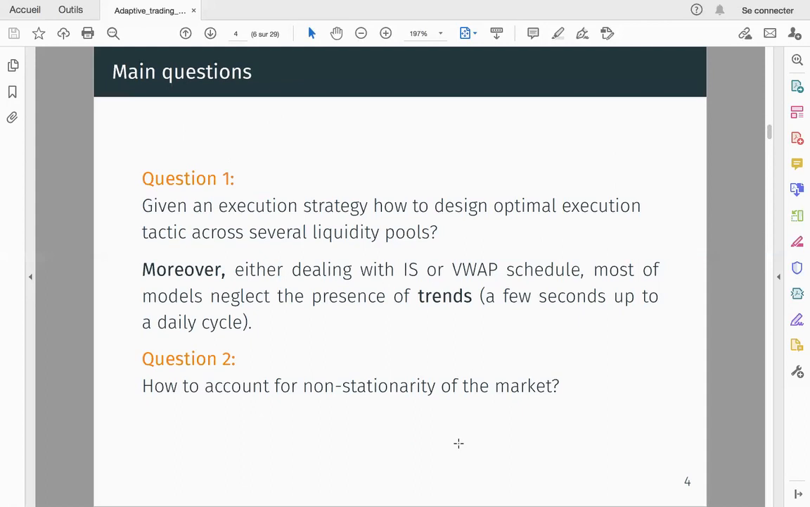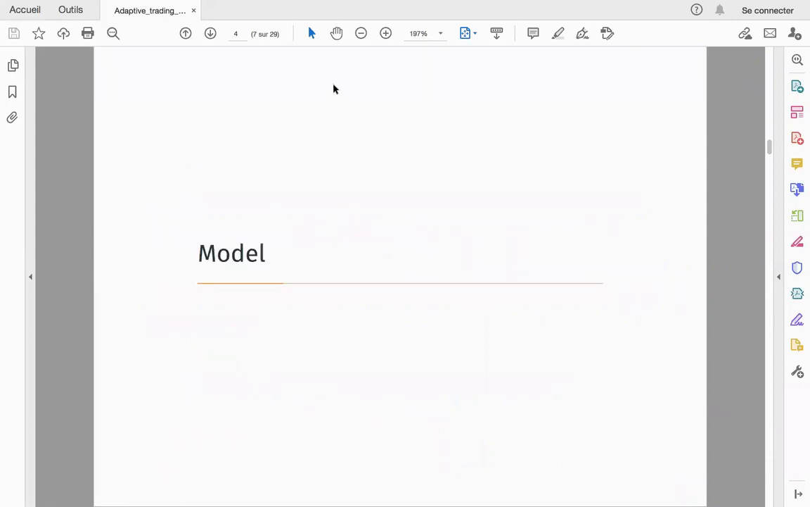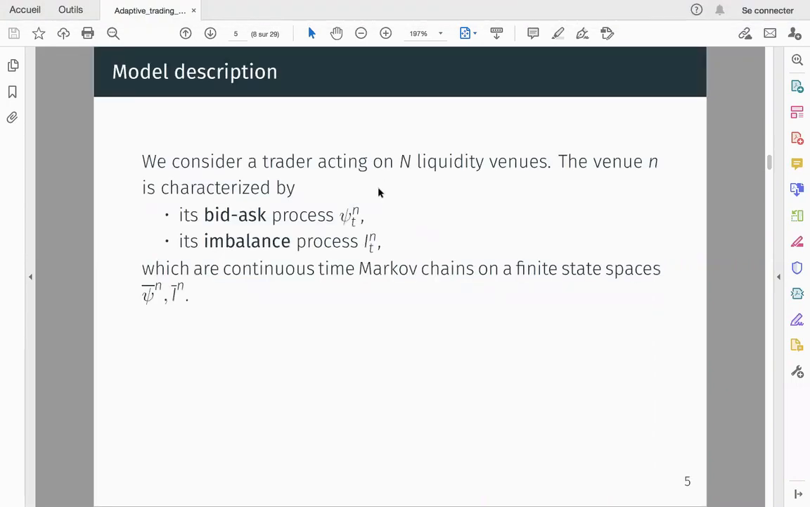So the first question we will try to answer is related to the connection between these two layers. Given an execution strategy, how can we design optimal execution tactics across several liquidity pools? And the second question is related to the adaptivity of our smart order routing algorithm, meaning can we find a rule to update market parameters to take into account the non-stationarity of the market. So I will describe the model.